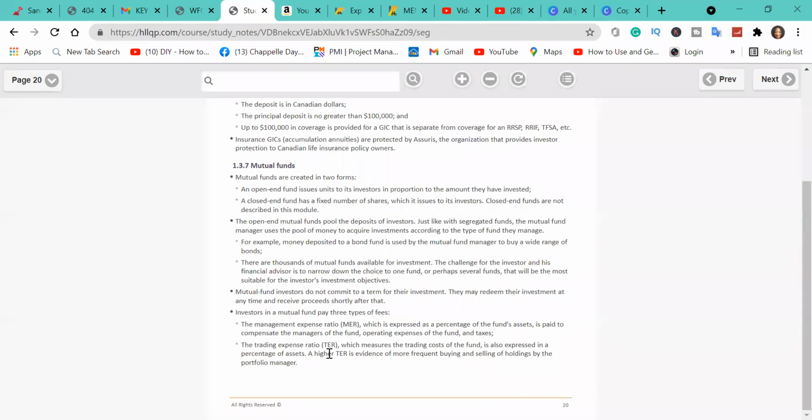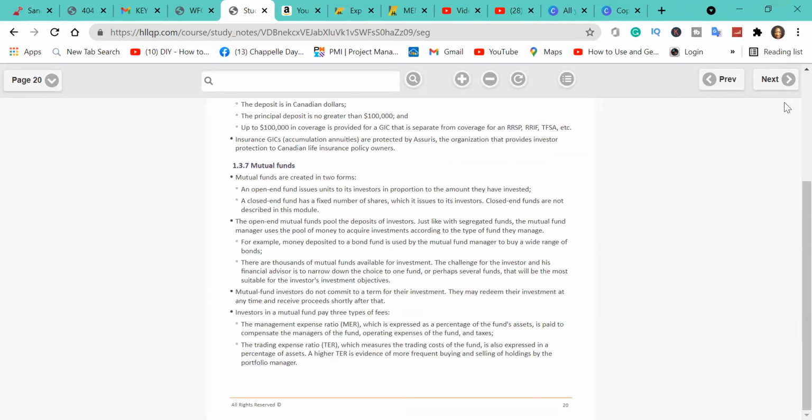Investors in mutual funds pay 3 kinds of fees. They pay MER, which is the management expense ratio, expressed as a percentage of the fund's assets. They also pay the trading expense ratio, which is measured in the trading cost. And the third one is the TER, which is evidence of more frequent buying and selling of holdings by the portfolio manager.